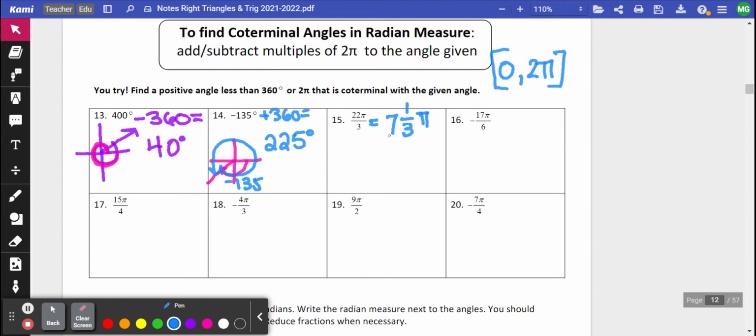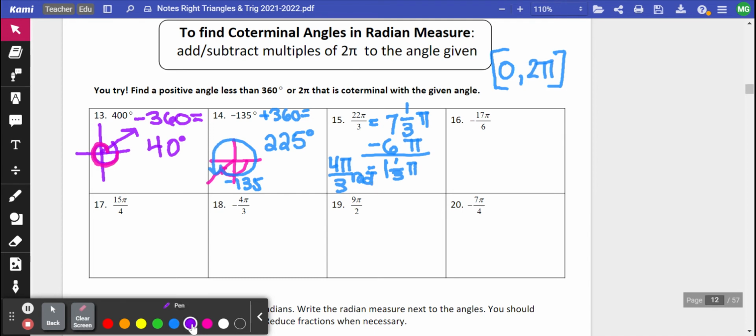So if we take away 4 pi, that's not going to be enough. But if we take away 6 pi, what that leaves us with is 1 1/3 pi. Now, to be honest, we don't usually leave our answers for radians in terms of mixed numbers. So we will convert this into an improper fraction, and that would be 4 pi over 3 radians.